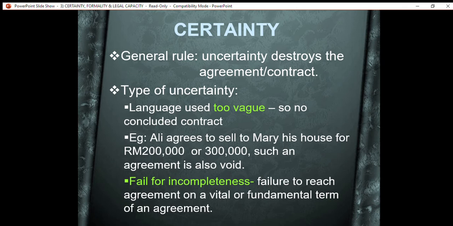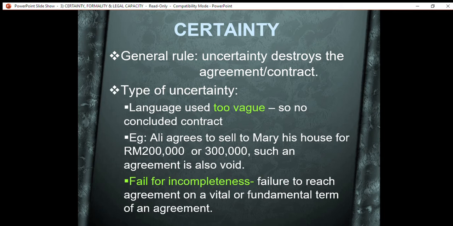Certainty means clear. In order for you to have a valid contract, you must use clear language, and both parties must understand the contract. The general rule of certainty is that uncertainty destroys agreements or contracts. So if your contract is uncertain or vague, it will destroy the contract.